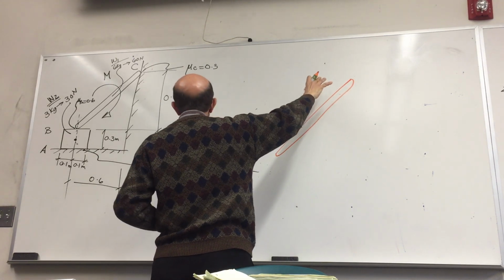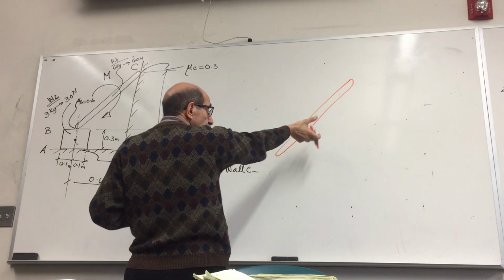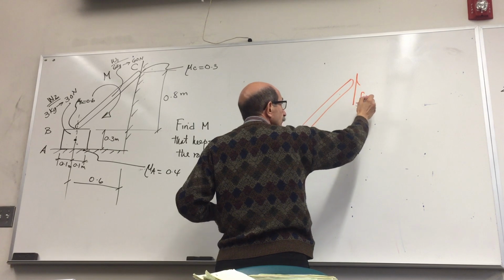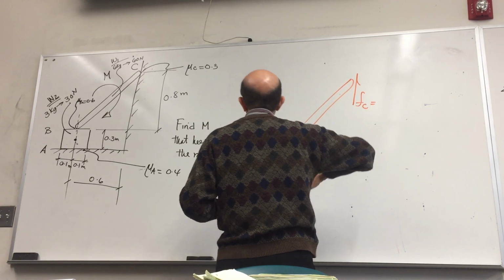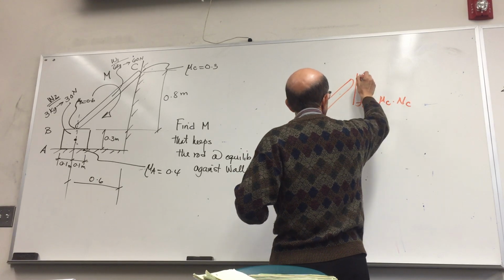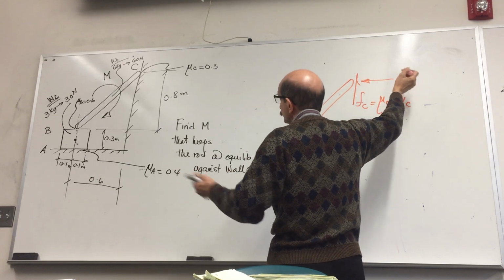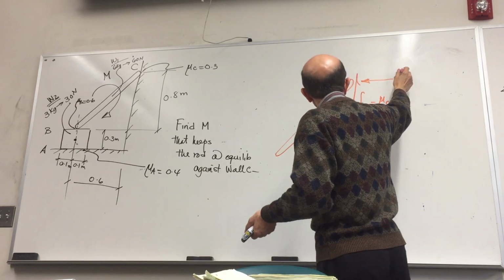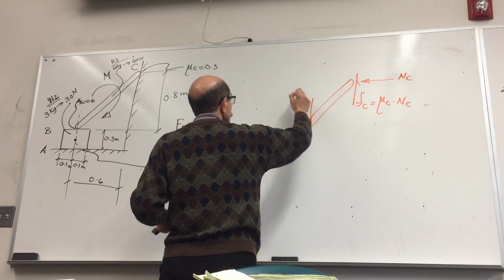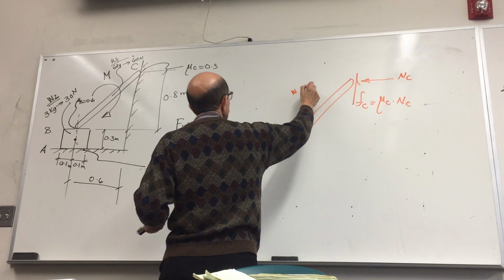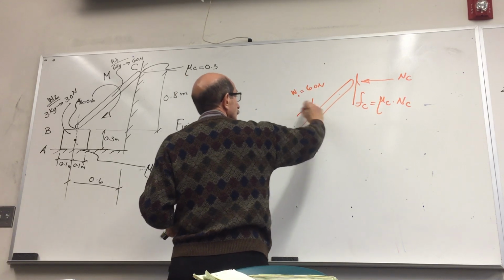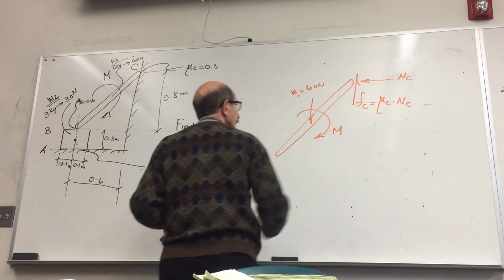If this bar moves due to the action of this rotational action, obviously it's going to go down. So the force of friction at C would be this way, and that would be mu at C times N C, because that we are told is we want that to stay in equilibrium. This is NC. We have the weight of 60 Newton here, and the applied moment M.